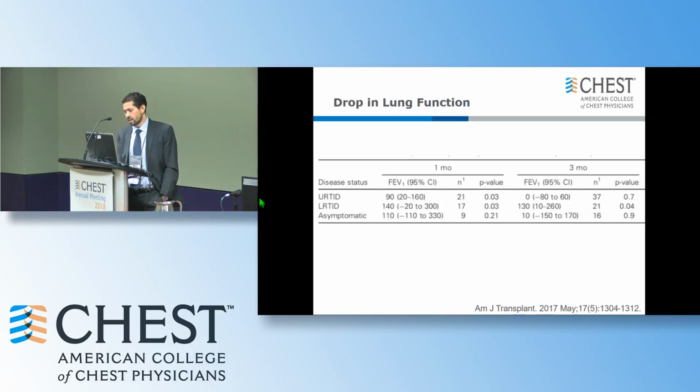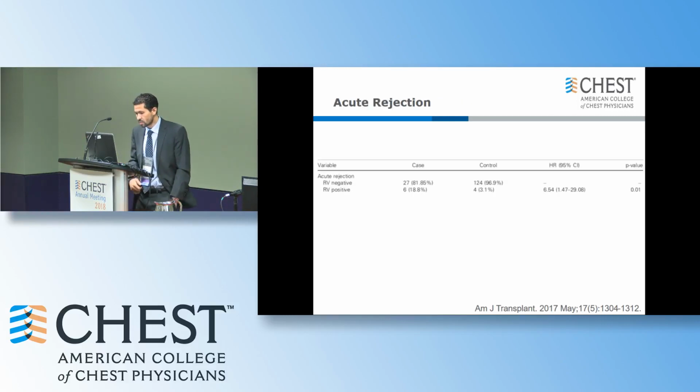Specifically in lung transplant patients, both upper and lower respiratory tract infection with respiratory viruses has been associated with a drop in lung function. Lower respiratory tract infection is associated with a significant change in lung function at both 1 and 3 months following infection. From this same study, a nested case control analysis reported significant association between respiratory viral infection within 3 months and episodes of acute rejection. The reported hazard ratio is 6.5.